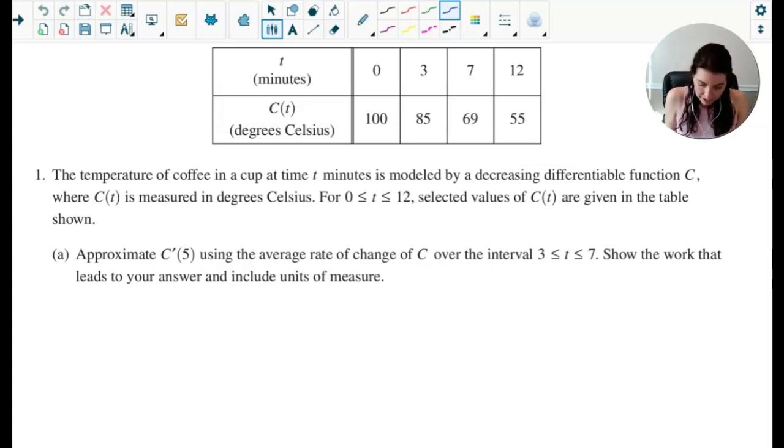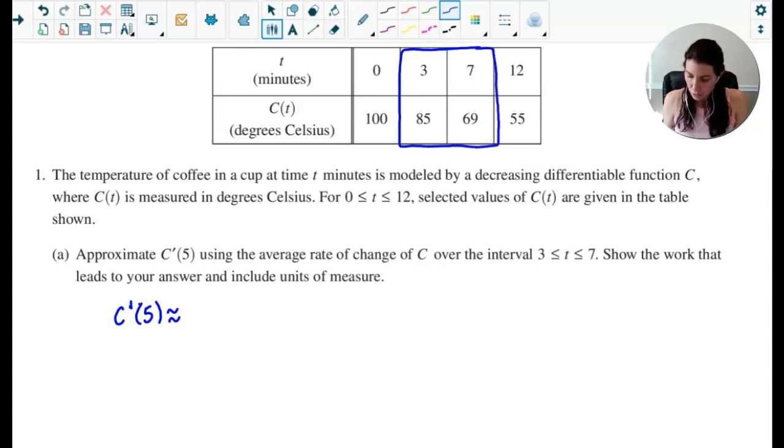So for this, I would first set up a difference quotient for c prime of 5. And since we're approximating it, I'll go ahead and use the approximately equal to symbol. It already said to use the interval from 3 to 7, so I'm going to use these 2 points.